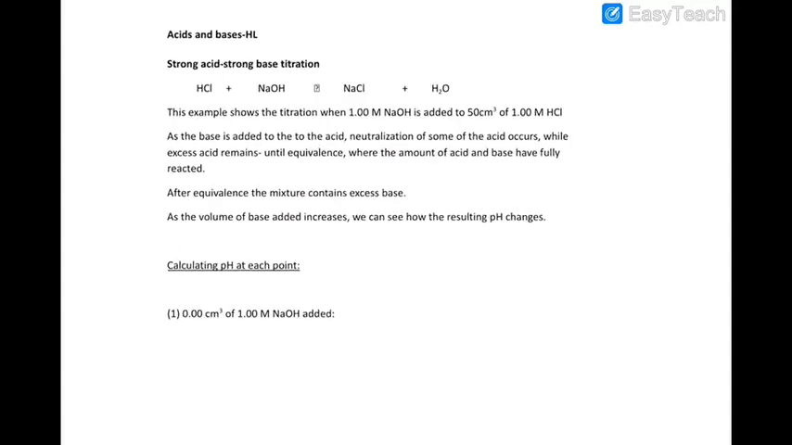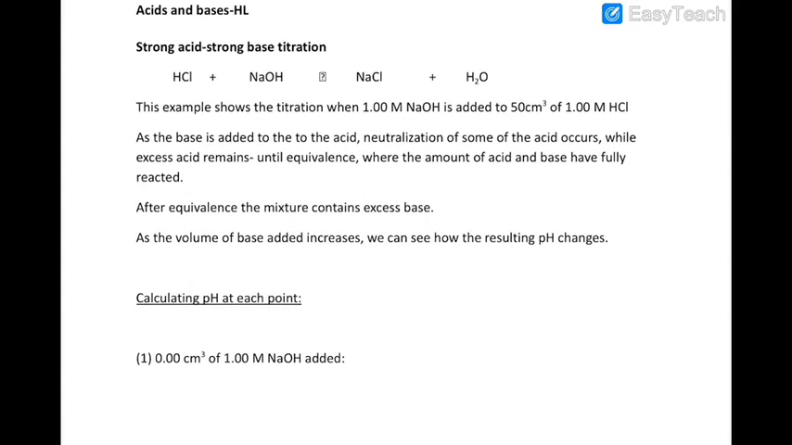Now, let's see the first titration, strong acid, strong base titration. So we have HCl reacting with NaOH. And here you have a titration where you have 1 molar NaOH, which is added to 50 centimeter cube of 1 molar HCl. This means that the HCl, 50 centimeter cube of it, is in the conical flask, and the NaOH is from the burette.